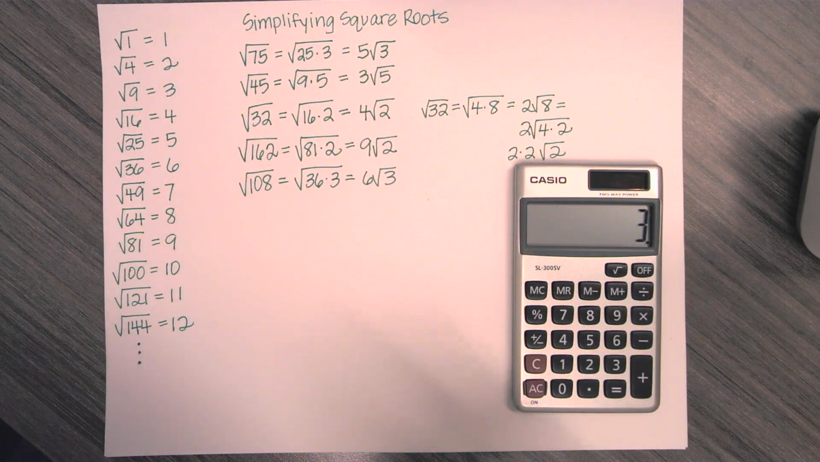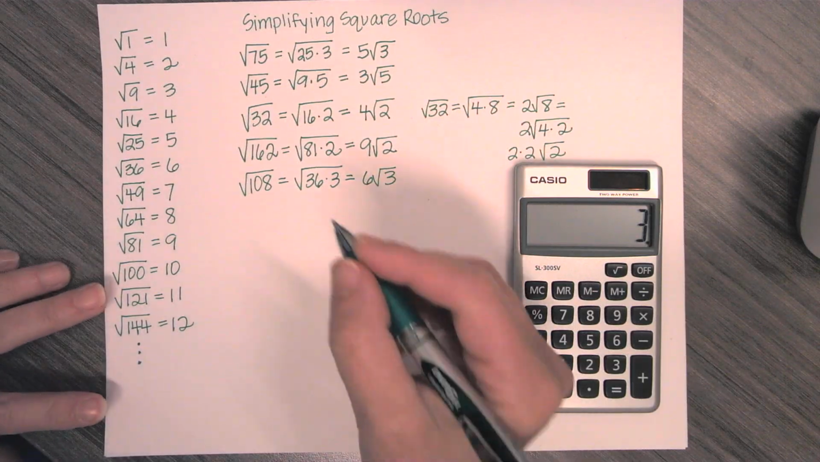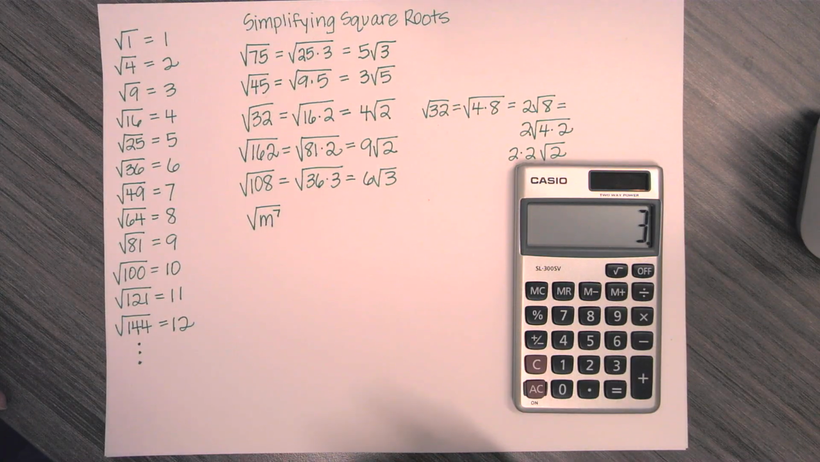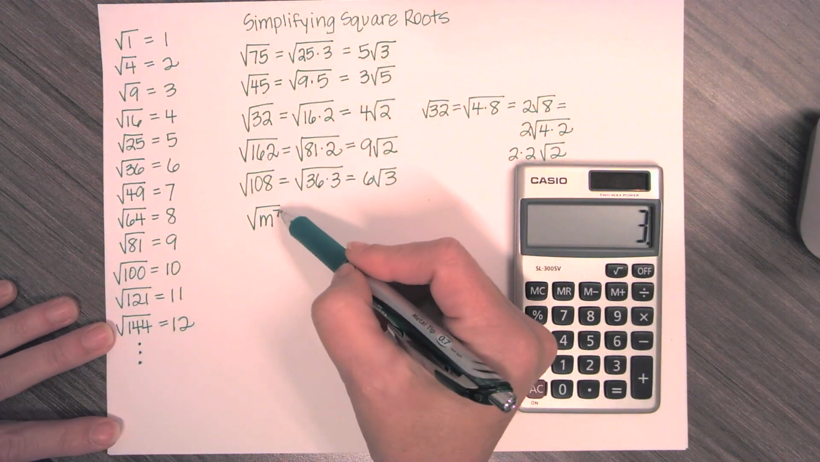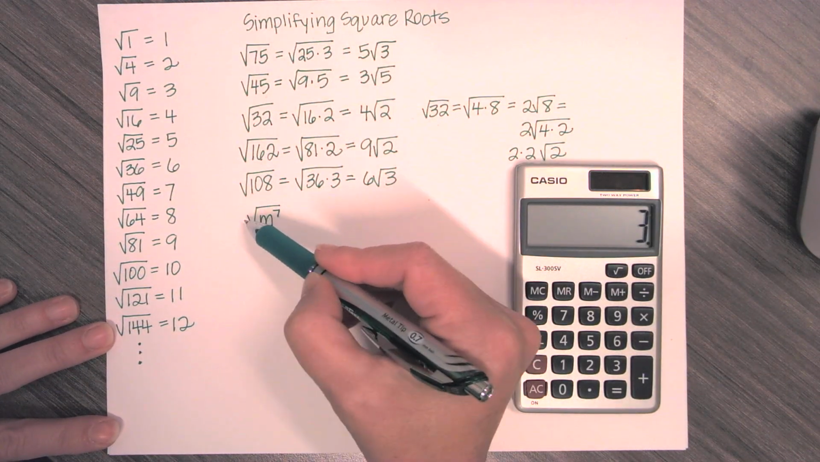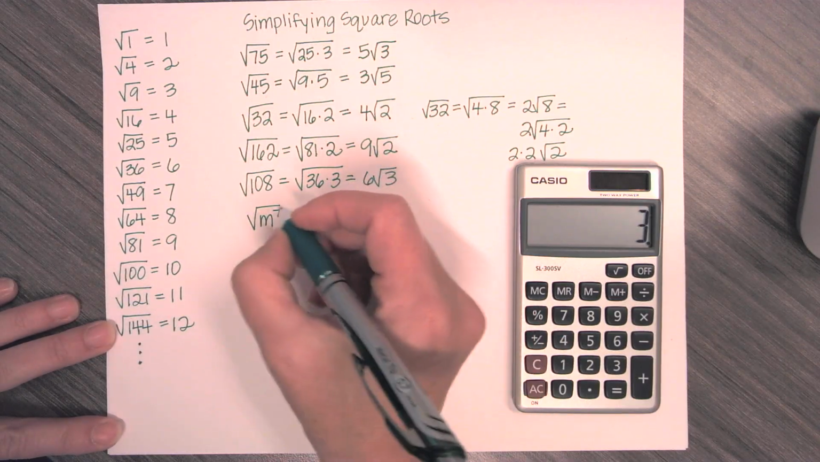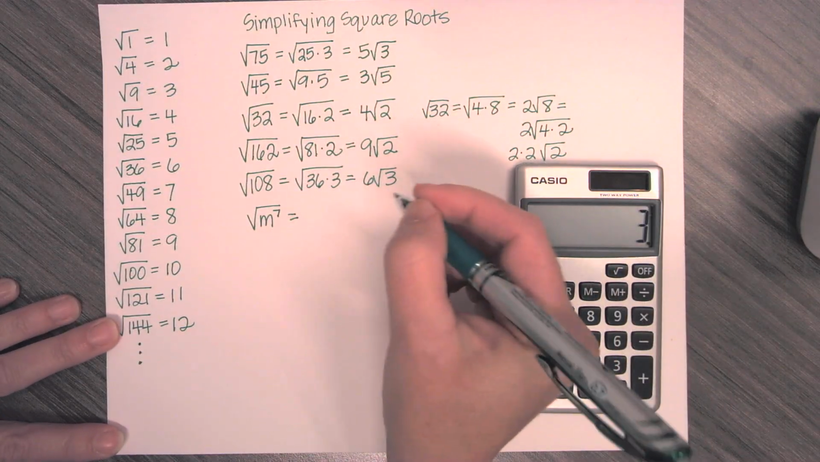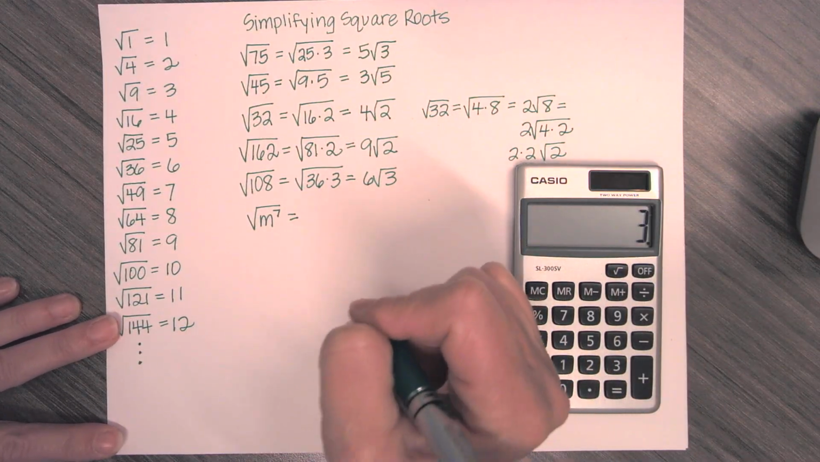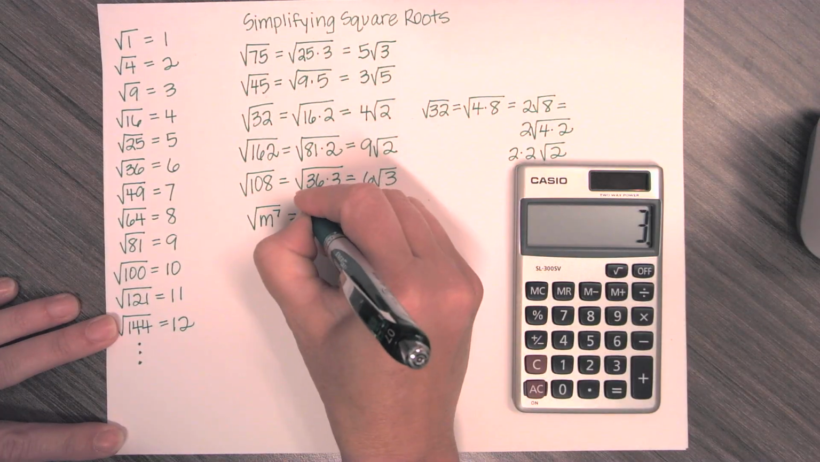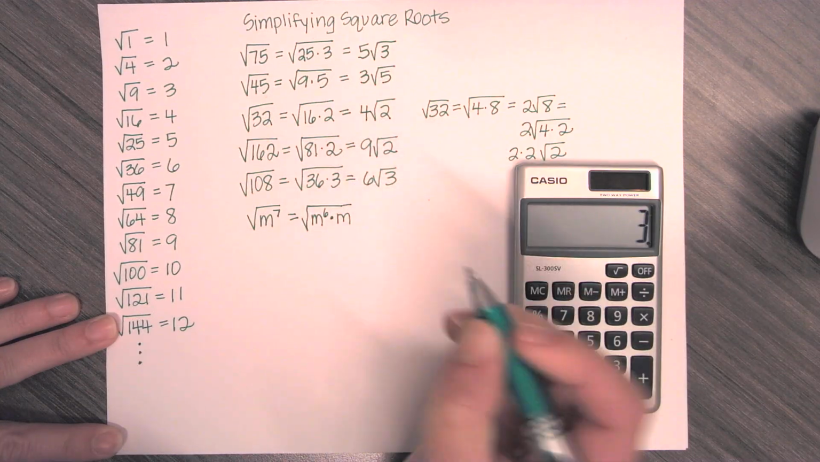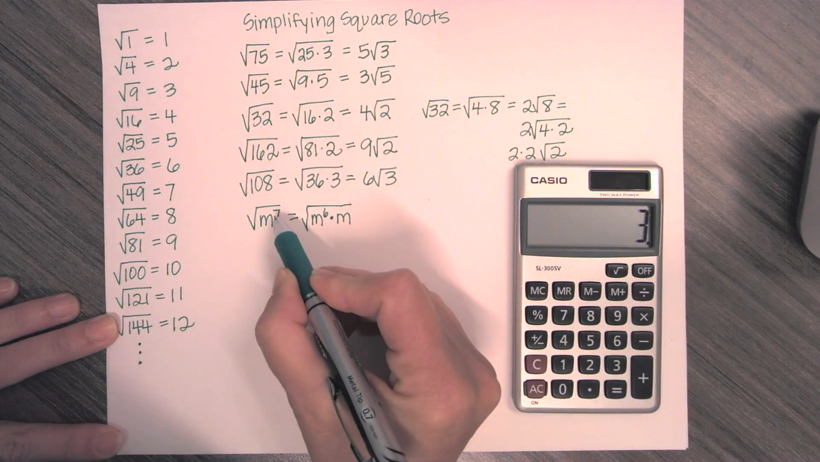All right, now what if we add some variables into the mix? What if we have the square root of m to the 7th? Now, we talked in a previous video about how any variable raised to an even power is going to be a perfect square. This is an odd power, but we want the highest even number that's less than 7 to be a perfect square. So 6, m to the 6th is a perfect square. So I'm going to break m to the 7th down to m to the 6th times m. Okay, that makes 7. 6 plus this understood 1 is 7.